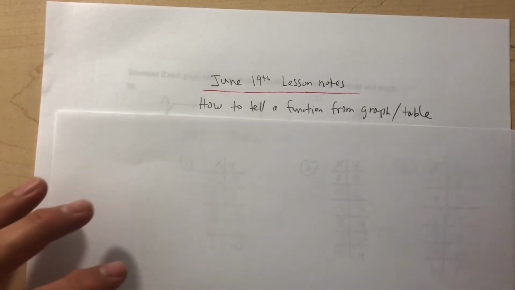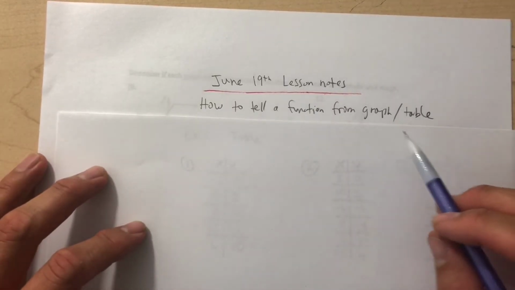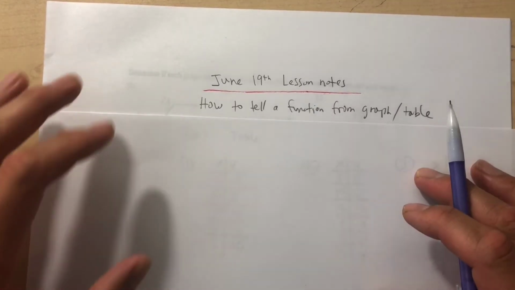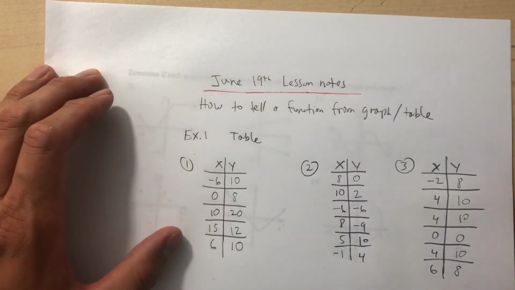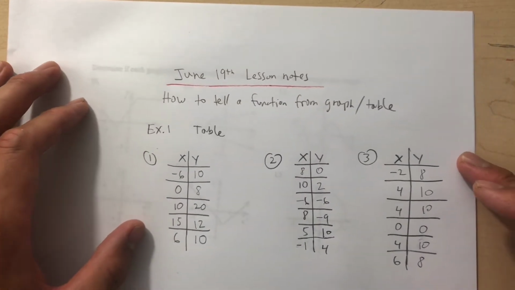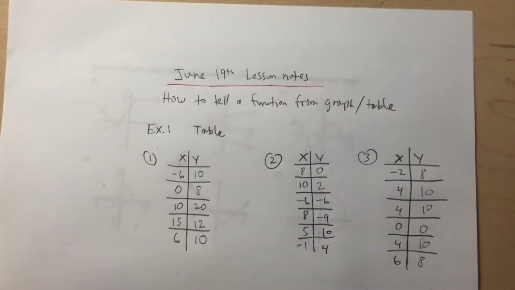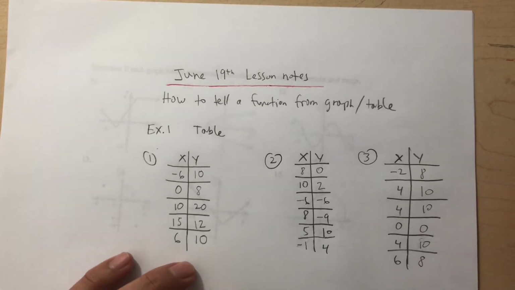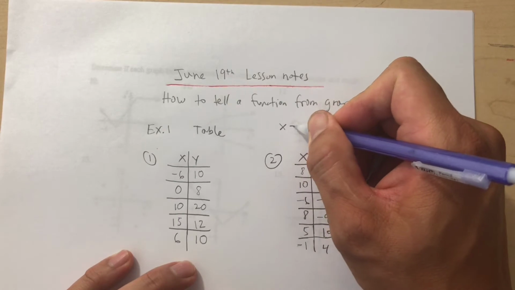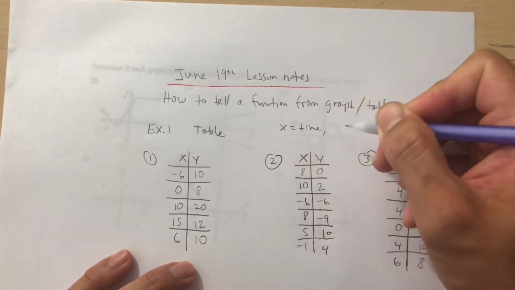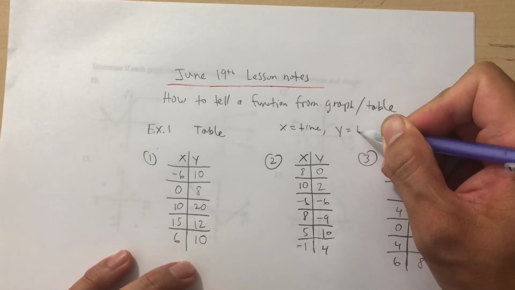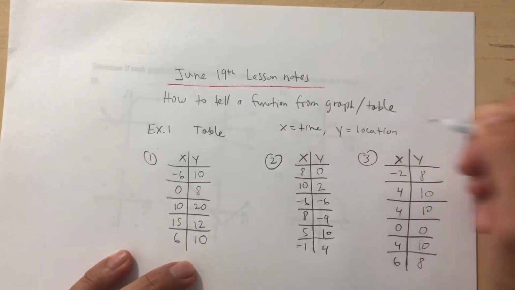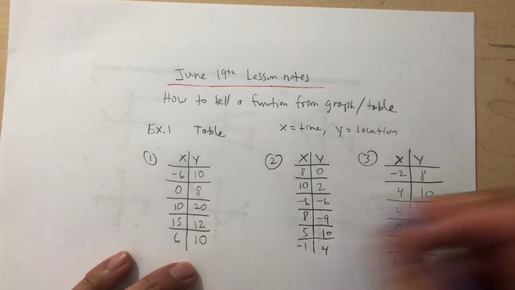Okay. So first thing, how to tell a function from seeing a graph or a table. For the first part of the lesson, we're going to look at a couple tables, okay? And as you can see, I already wrote out the 3 tables for you. Now, you do want to know if each one of these tables represents a function, meaning basically, is time going to repeat? Because remember guys, we want to focus on x being time, and then y being location. I think that will help you understand a little bit better. So why don't we go ahead and talk about that for each table, all right?